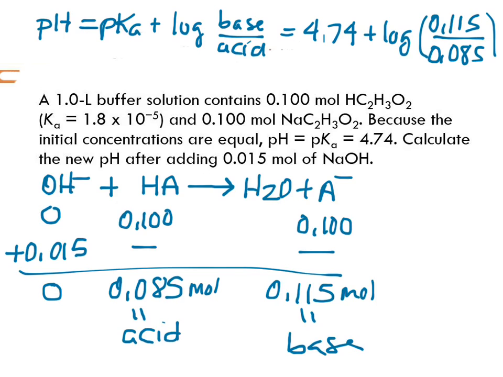So 4.74 plus log of 0.115 divided by 0.085 is 4.87. pH equals 4.87.